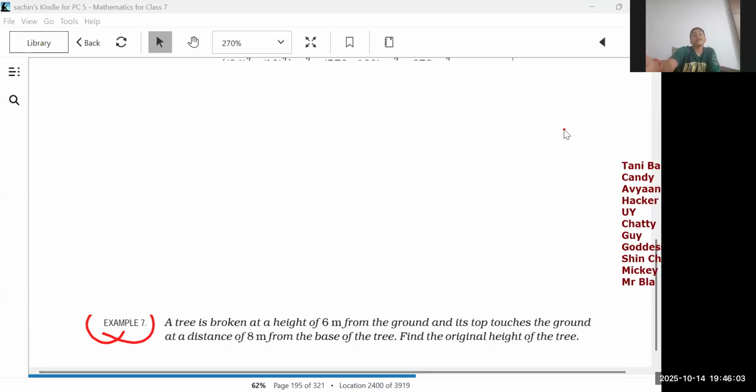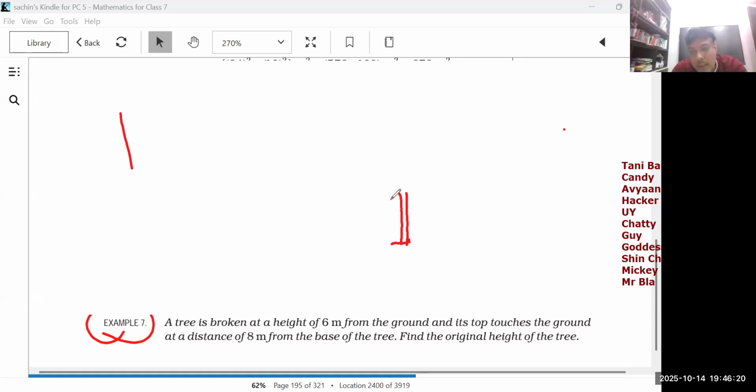I didn't understand this question exactly. Same, sir. A tree is broken at a height of 6 meters from the ground. There is a tree, and it breaks from here, 6 meters from the ground. It breaks down and its top touches the ground at a distance of 8 meters from the base of the tree. So this is the base, and it touches 8 meters from here. Find the original height of the tree. We have to find the height of the tree. Do we understand? Yes, sir.